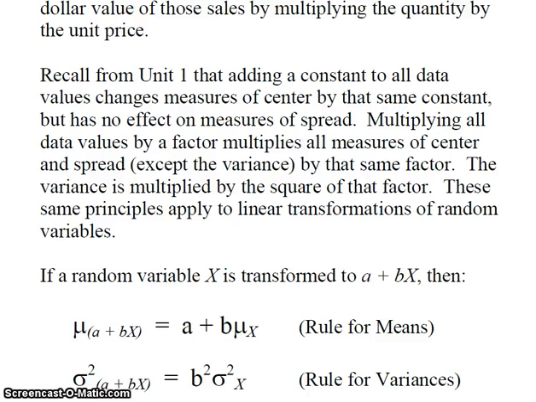And similar things happen when you're working with random variables. Adding a constant to all the values of your random variable will just change the center, that is the mean of your random variable, but it won't change the spread. But if you multiply your random variable by a constant, then your mean and your standard deviation will change accordingly. So we'll look at these in more detail.